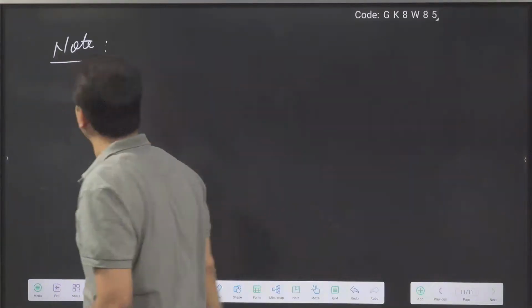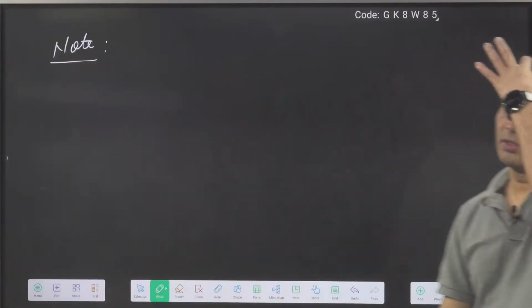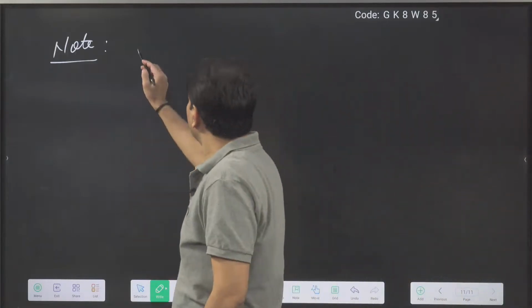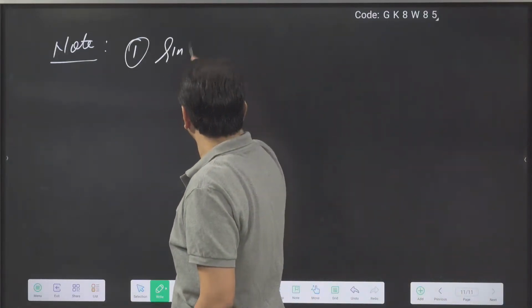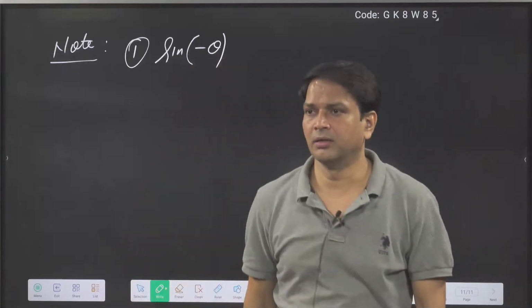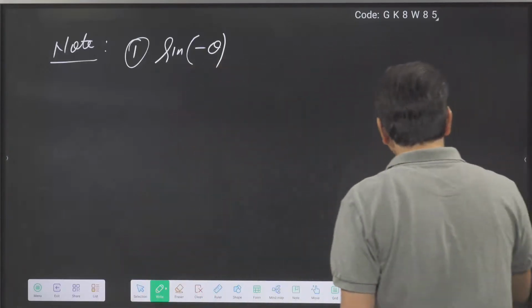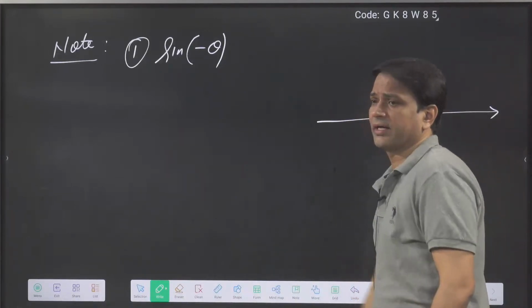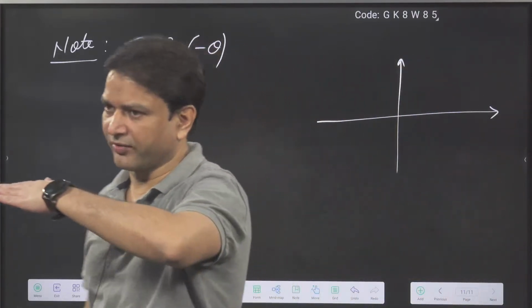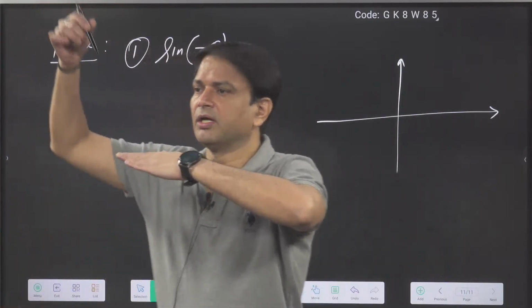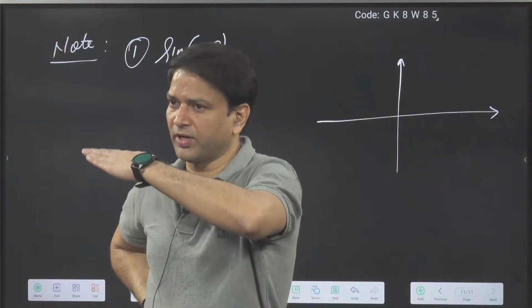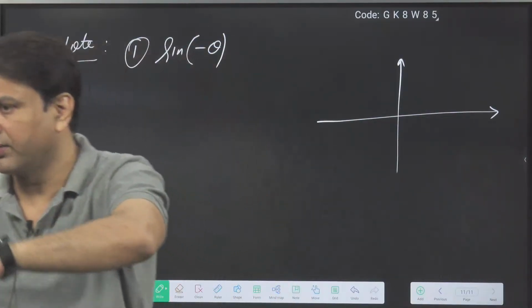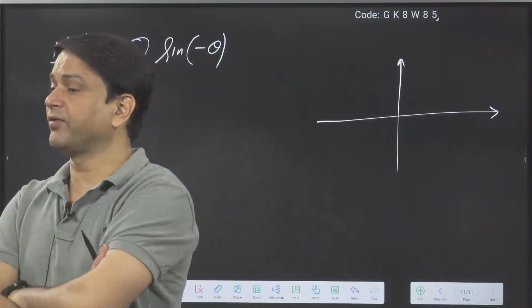So few points that we are going to use. Sine of minus theta. So first class I said, like when positive x-axis is the reference, suppose I am making the line above, then how we will write the angle? If we are rotating the anti-clockwise, we are measuring the anti-clockwise, then that angle we will take positive. If we are taking the clockwise, then that angle we will take negative.